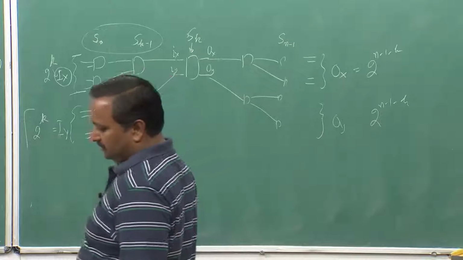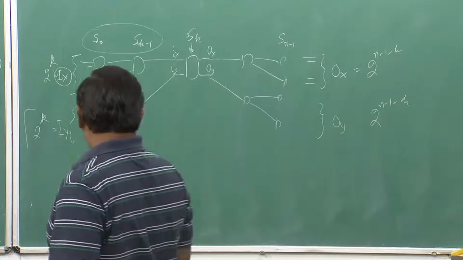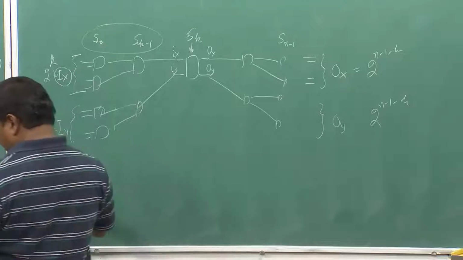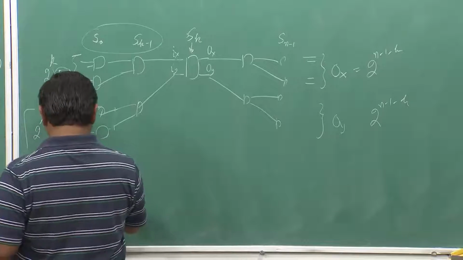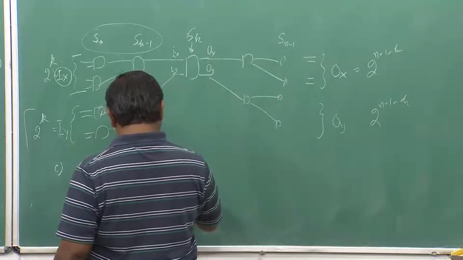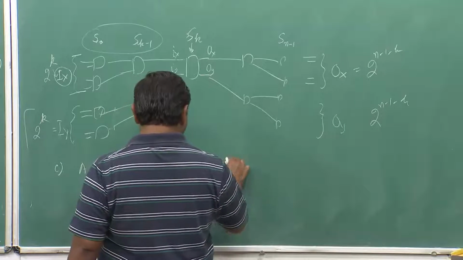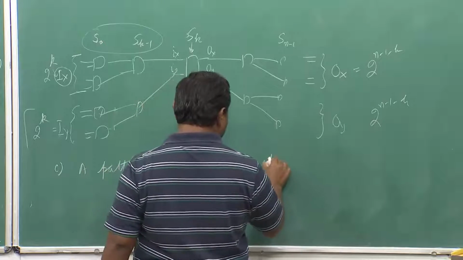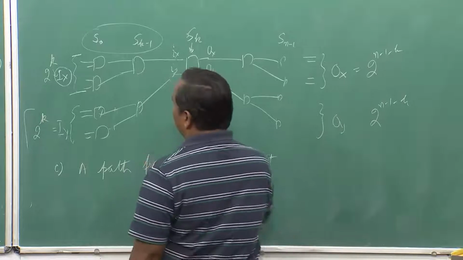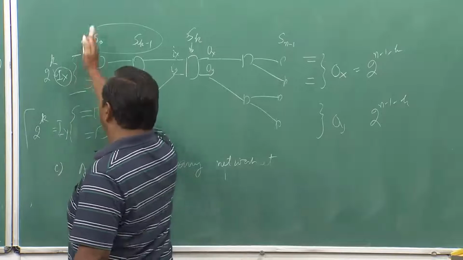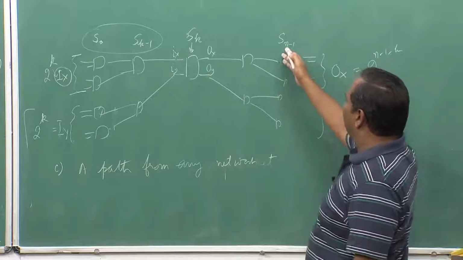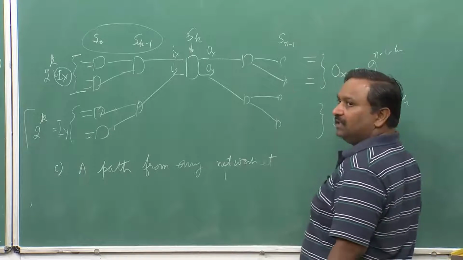Now, the next statement, let me write it here itself. Say a path from any network input. When I talk about network input, I am talking about whatever are the inputs coming to the network, basically for the S0 stage. Whenever I talk about network output, I am talking about the Sn minus 1 stage, the outputs coming out of those switches.